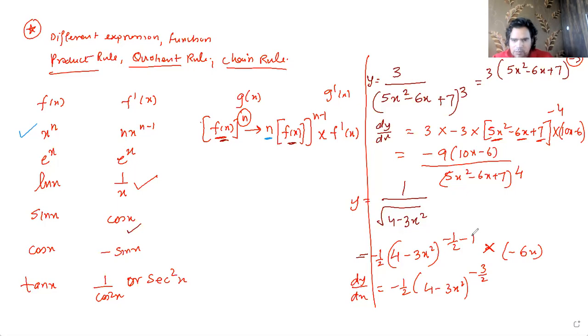Now for n minus 1, minus half minus 1 is minus 3 by 2, into minus 6x. So the negative and negative cancel, and a negative multiplied by a negative becomes positive. 2 and 6 cancel, so it's 3x here. So it'll be 3x times 4 minus 3x squared to the power negative 3 by 2. And of course, you can bring it down and simplify as positive indices.